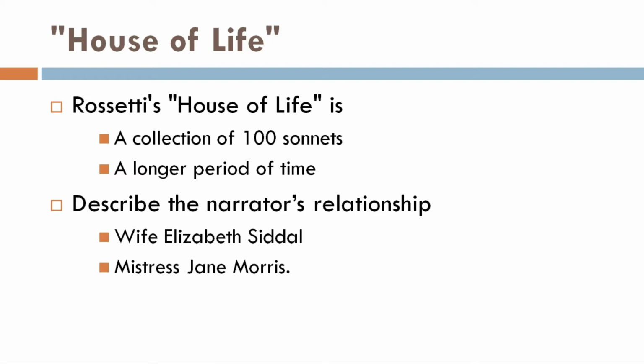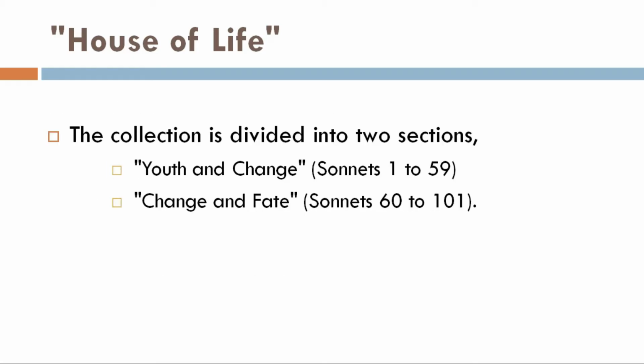The House of Life, Dante Gabriel Rossetti. The House of Life is a collection of 100 sonnets written over a long period of time that describes the narrator's relationship with two women. First, the poet's wife Elizabeth Siddal, and second, his mistress Jane Morris. The House of Life is a collection which is divided into two sections. First, the Youth and Change, which includes the sonnets from 1 to 59, and the second part is the Change and Fate, which includes the sonnets from 60 to 101.